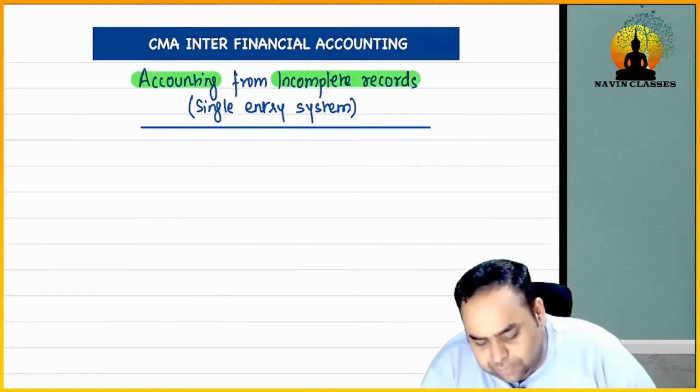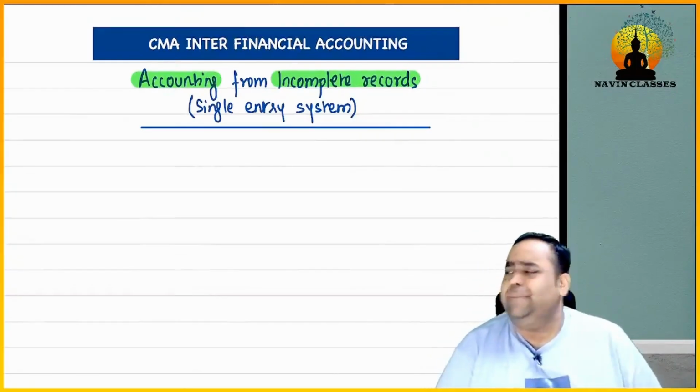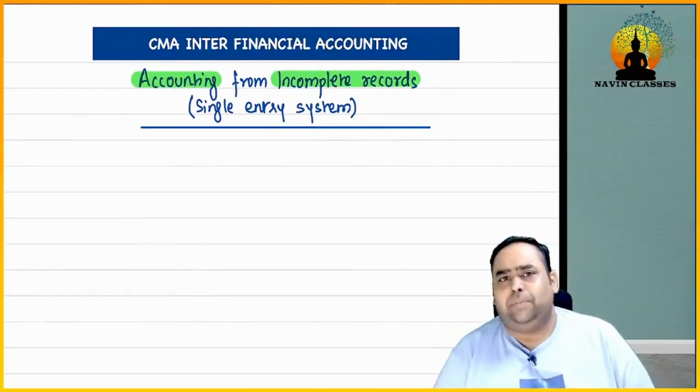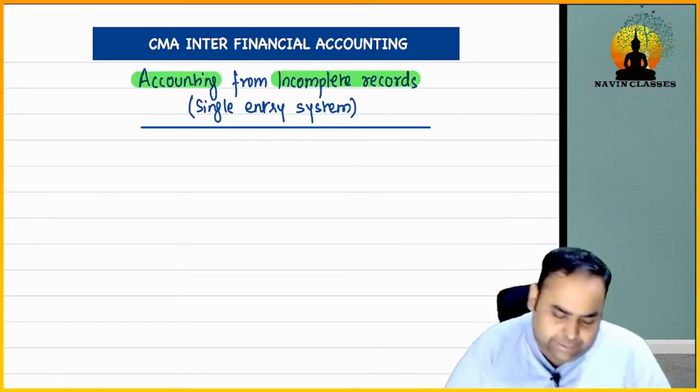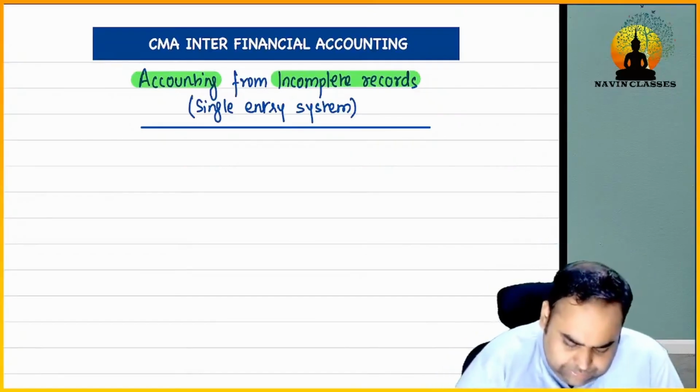First, tell me, is it clear what accounting from incomplete records is? Did you understand accounting from incomplete records? Please write it down.